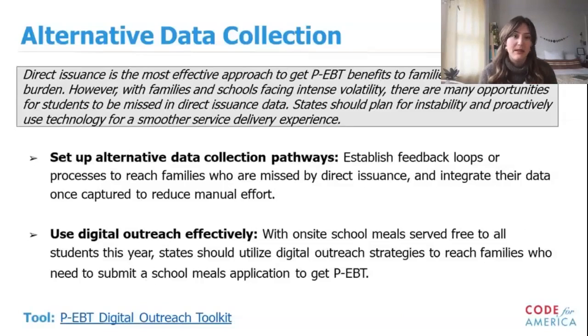It could be some sort of online form that you produce, but there should be some sort of process by which families who are eligible but who are missed in the direct issuance data can share their data and can receive the benefit. And this should be integrated into the data collection pathway for P-EBT overall.